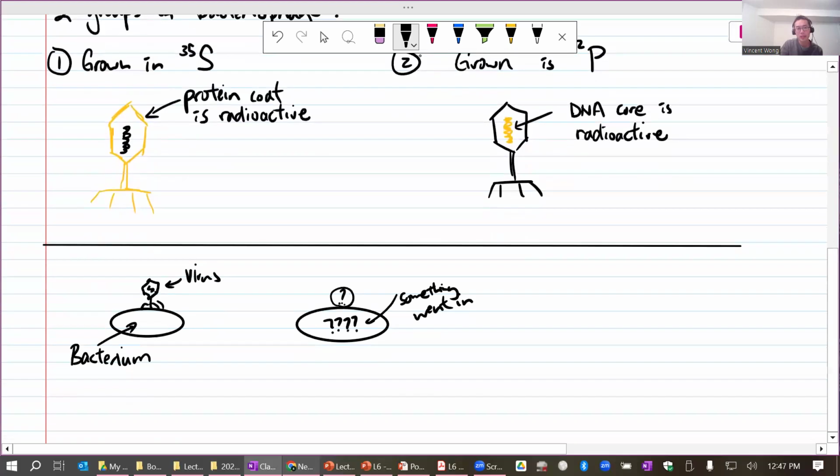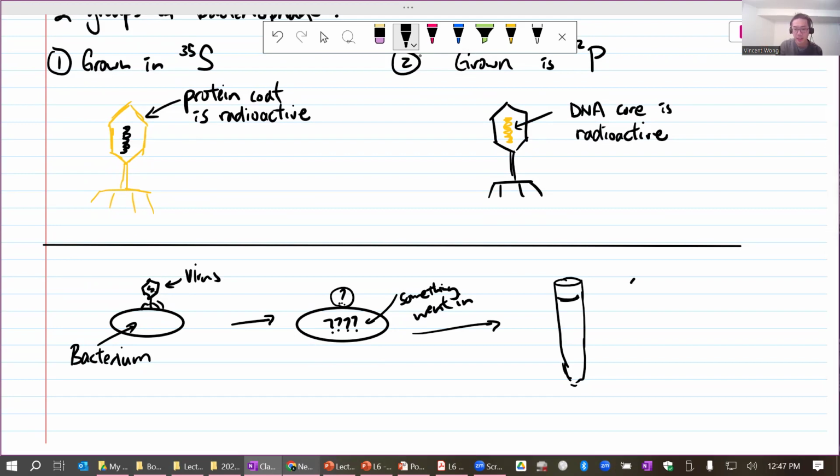And then what you can do is, you can put this into a test tube. Okay? And the test tube is gonna have solutions in it. And you can spin it down. You can centrifuge. Separate the content using a centrifuge.